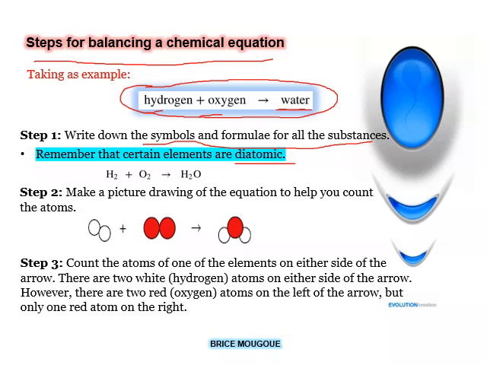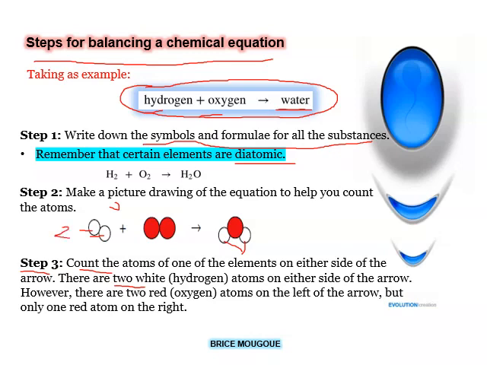Step 2, the second step, we make a picture, like the models or the picture drawing of the equation, so that we can easily count the number of atoms that are present in each molecule, like what we have here. In this case here on the right, I'm counting now, step 3, I'm counting the atoms. I have 2 atoms of hydrogen that are represented in white on one side here, and again I try to look at the hydrogen atoms on the right side here. I still see 2, so hydrogen is balancing out.